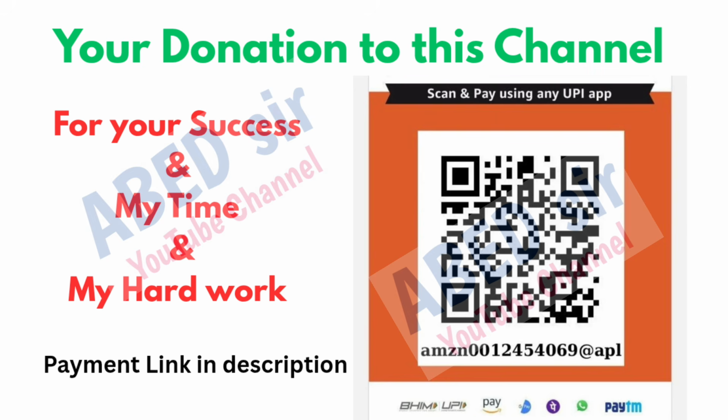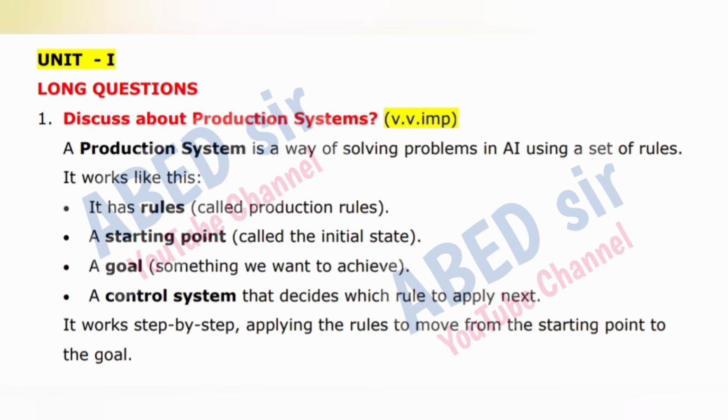Next, unit 1 important long questions. First important long question is: discuss about production systems. A production system is a way of solving problems in AI using a set of rules. It works like this. It has rules, called production rules. A starting point, called the initial state. A goal, something we want to achieve. A control system that decides which rule to apply next. It works step by step, applying the rules to move from the starting point to the goal.